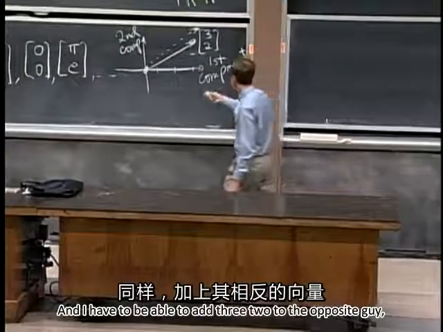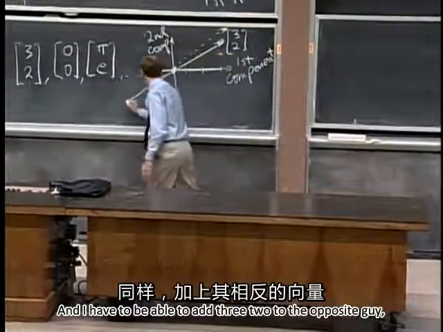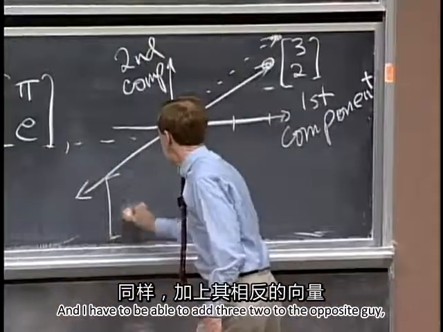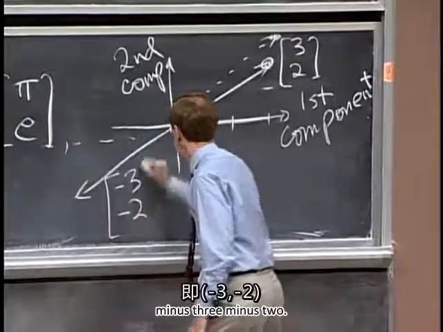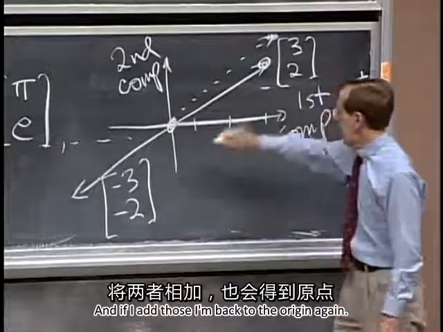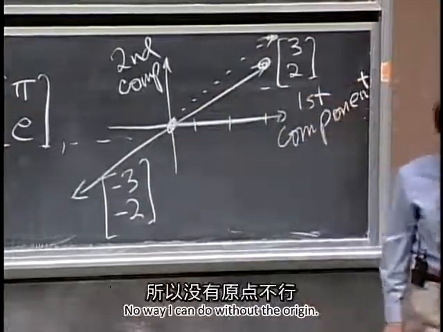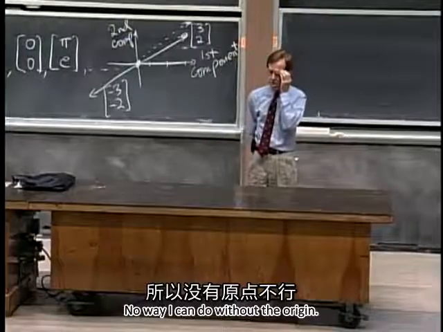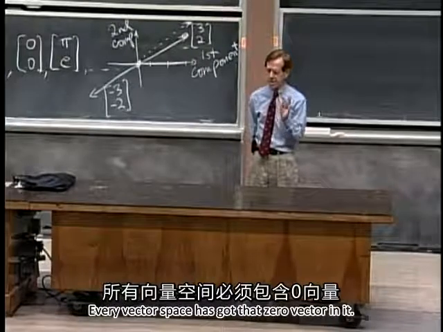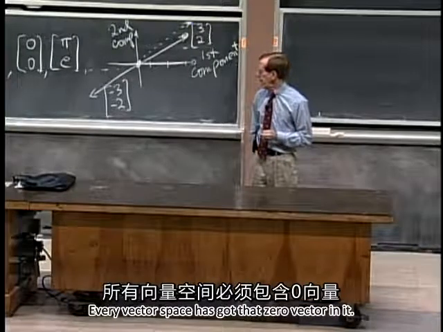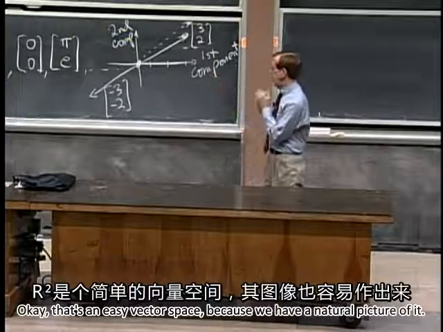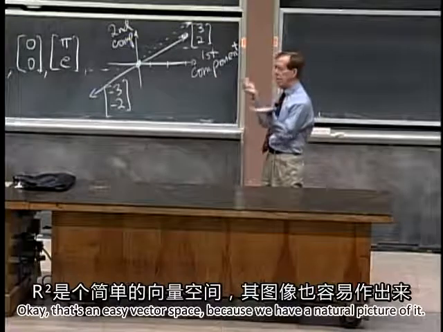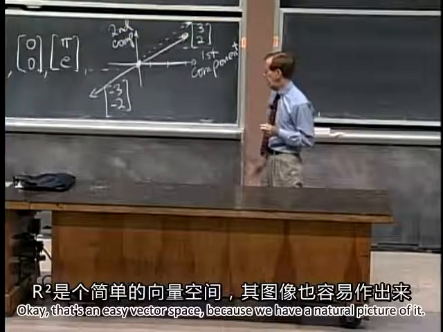I can't do without that point. And I have to be able to add 3, 2 to the opposite guy, minus 3, minus 2. And if I add those, I'm back to the origin again. No way I can do without the origin. Every vector space has got that 0 vector in it. Okay, that's an easy vector space because we have a natural picture of it.